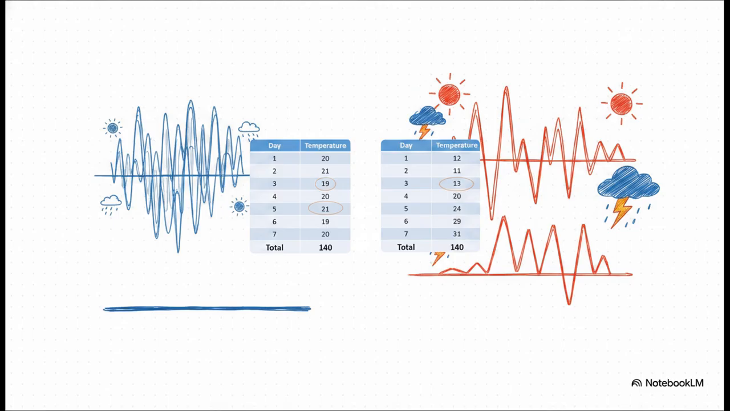The data on the left tightly hugs that mean, just hovering right around 19 to 21 degrees. We call this low variance. But the data on the right? It swings wildly, dropping all the way down to 11 degrees and then spiking up to 31. That is high variance. If you only looked at the mean, you'd think both weeks felt exactly the same. Dispersion is what tells you the real weather story.